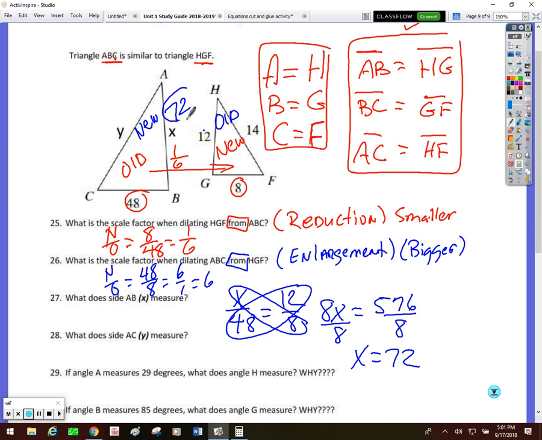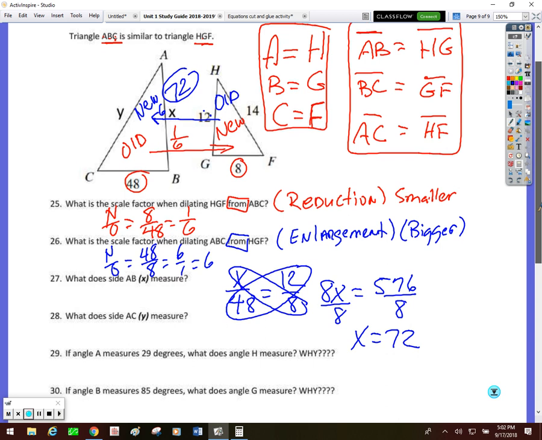And this is what I was talking about. Some of you have figured this out. If this is 12 times your scale factor of 6, 12 times 6 is 72. Some of you figured that out, and that's easy. Either way you want to do it, it's fine with me. It doesn't matter.